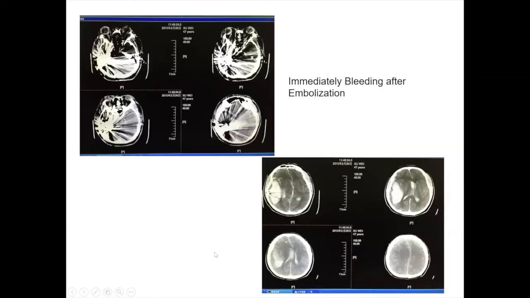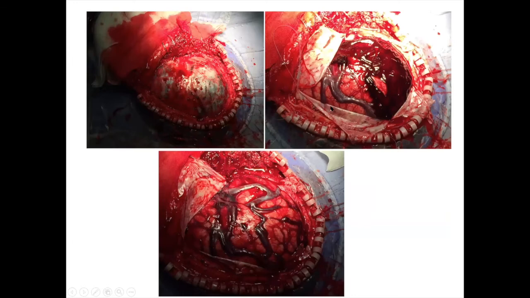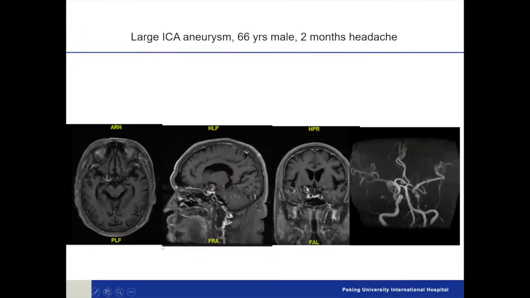And there are some other cases, like this AV fistula embolization, but it's about 6 years ago, it's the case. So there's a lot of bleeding. So with this, now we have the hybrid OR.